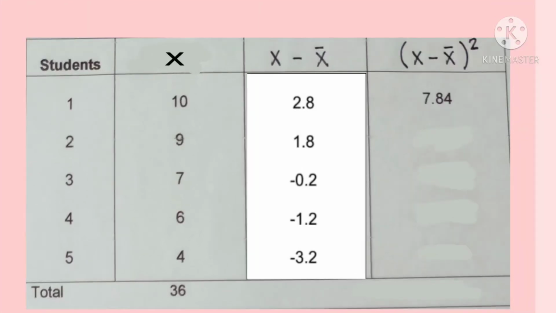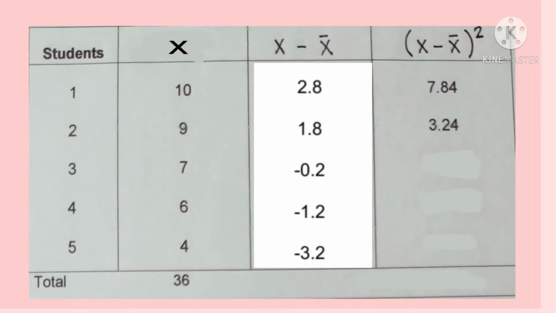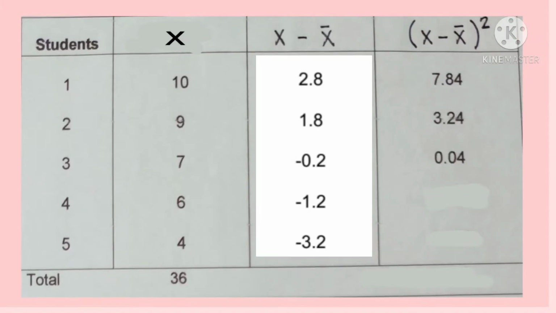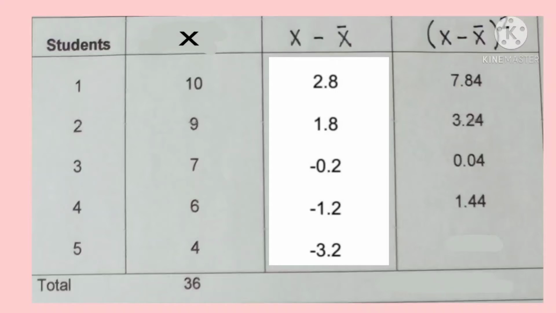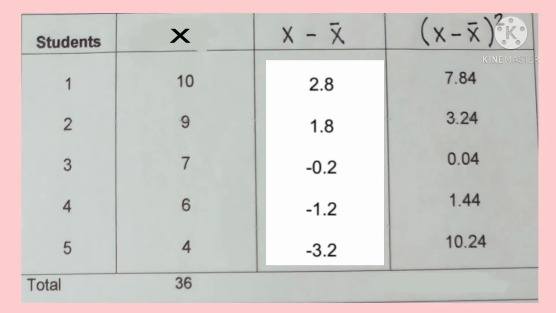1.8 times 1.8 is equal to 3.24, and negative 0.2 times negative 0.2 is equal to 0.04, and negative 1.2 times negative 1.2 is equal to 1.44, and then negative 3.2 times negative 3.2 is equal to 10.24.